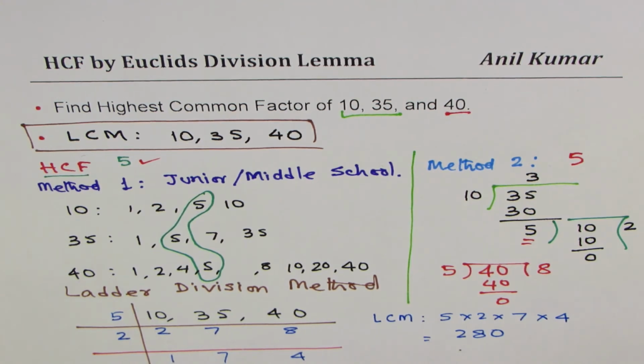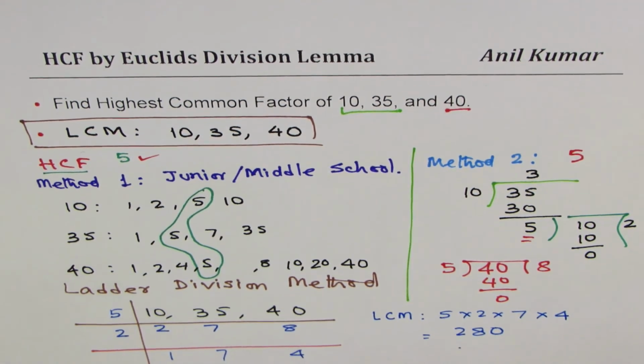So I hope that helps you to find LCM as well as HCF for the given set of numbers 10, 35, and 40.